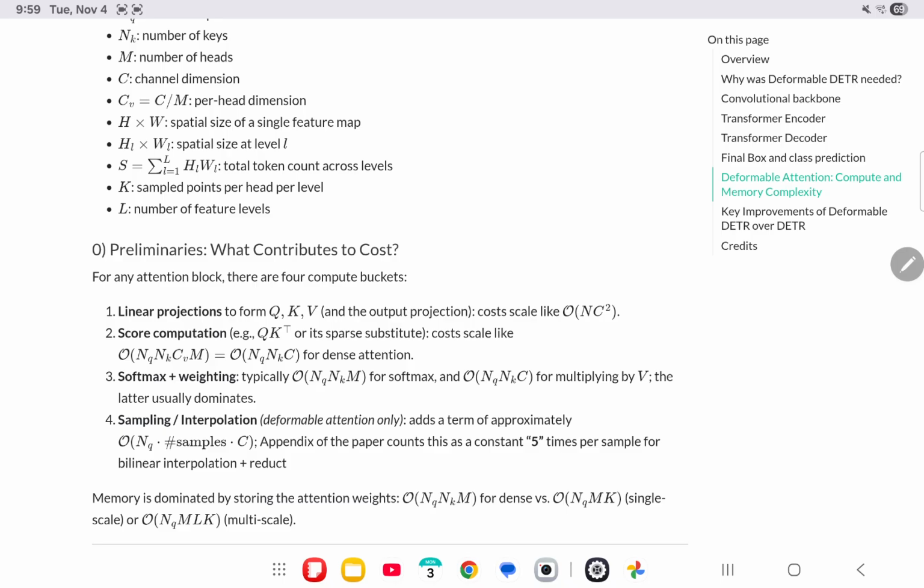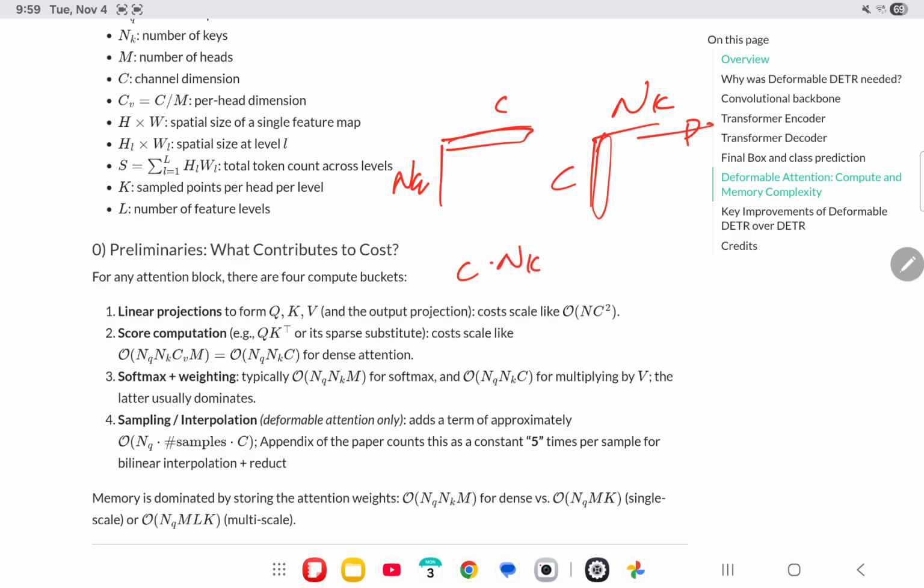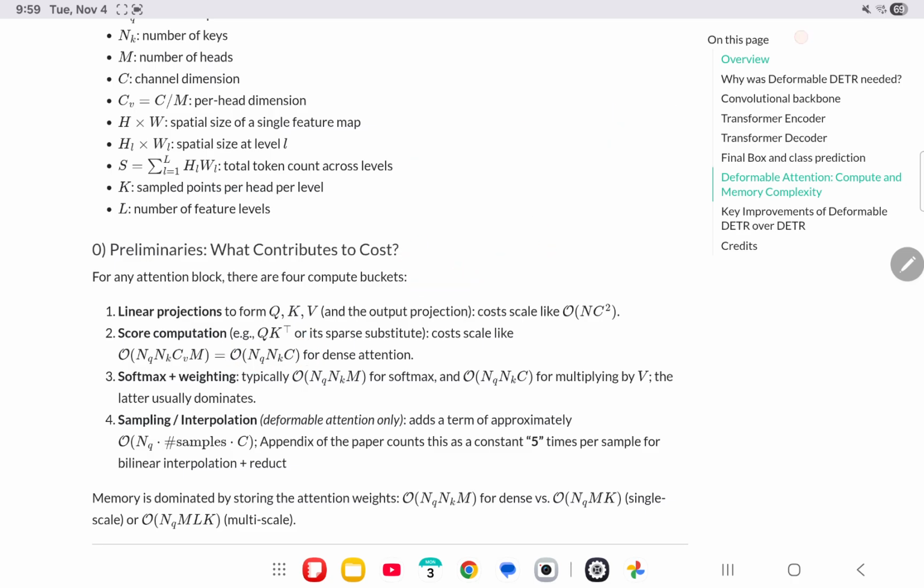And the next one is the self attention Q K transpose, which is exactly similar. This will be your key matrix, this will be your query matrix. Similarly, there will be C computations required across N_k and N_q, so it will be of the order of N_q, N_k, and C.